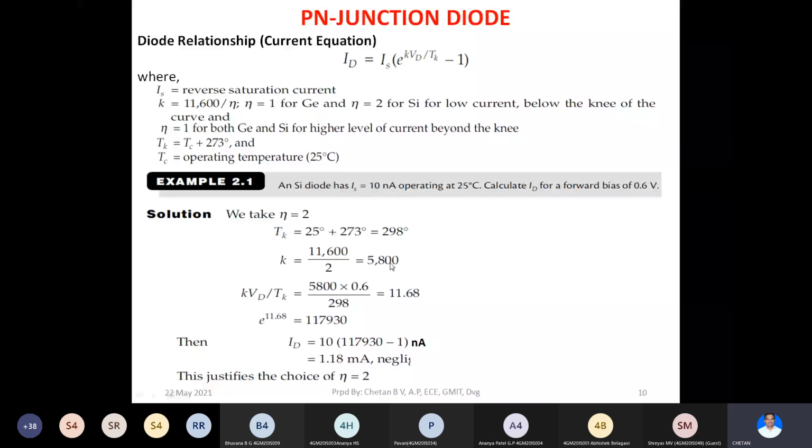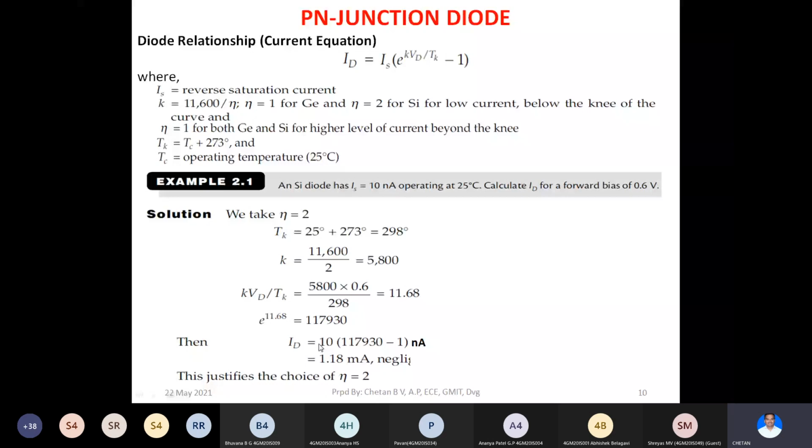Then afterwards, you calculate this entire term. What is this term? k into Vd. Vd is 0.6. Therefore, k you have calculated as 5,800 into 0.6 divided by Tk. So Tk is 278. So you will get around this much. Then you have to find e power this value. So e power this 11.68 will be around this much.